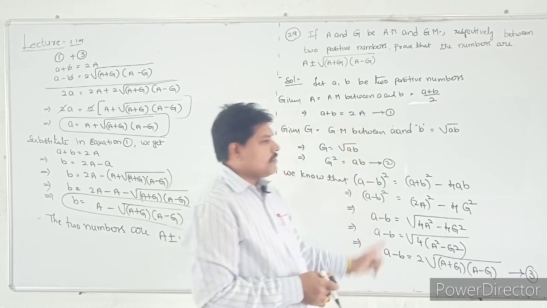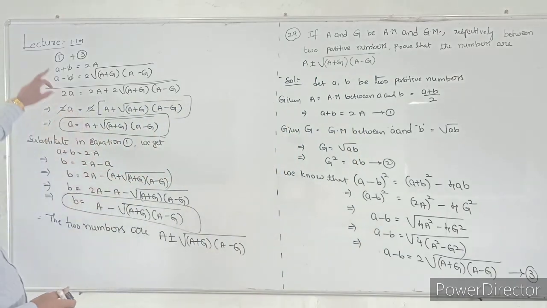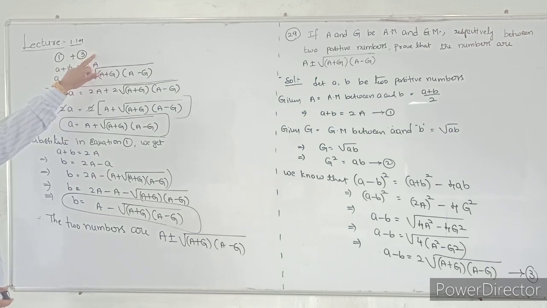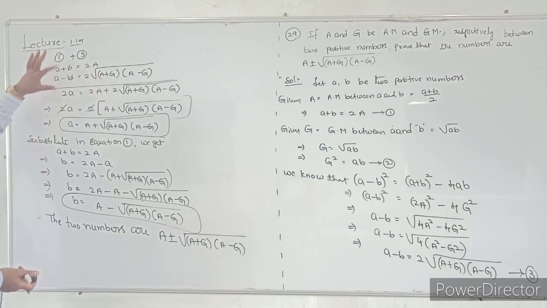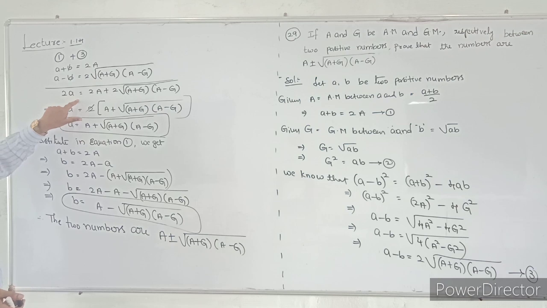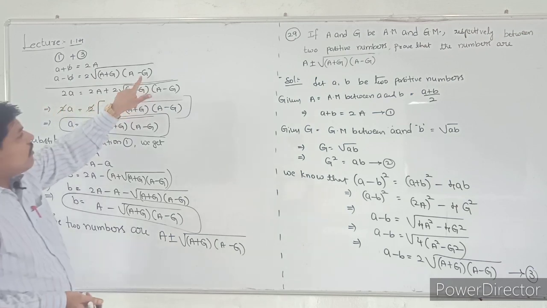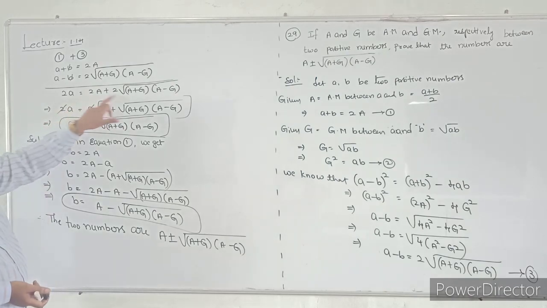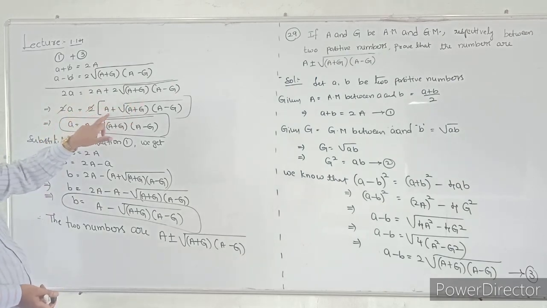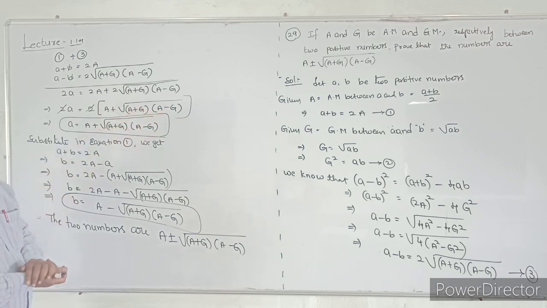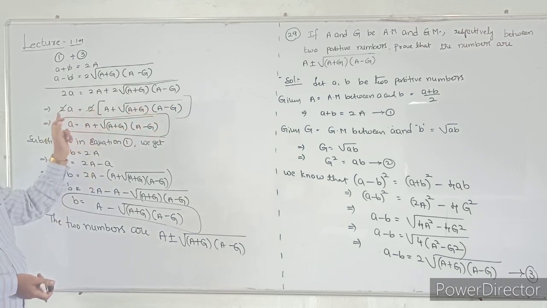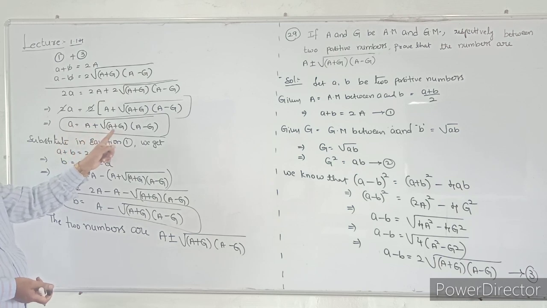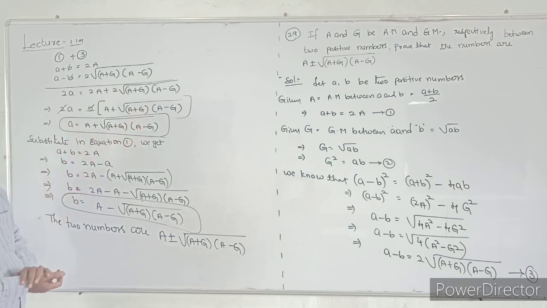Okay. So a plus b and a minus b, just add both, equation 1 plus equation 3. a plus b is equal to 2A, a minus b is equal to 2 into square root of (A plus G)(A minus G). Cancelling the b values, you get 2a is equal to 2A plus 2 into root of (A plus G)(A minus G). You can take the 2 common, so you get 2 into A plus root of A plus G into root of A minus G. Cancel the 2 on both sides. So a is equal to A plus square root of (A plus G)(A minus G).